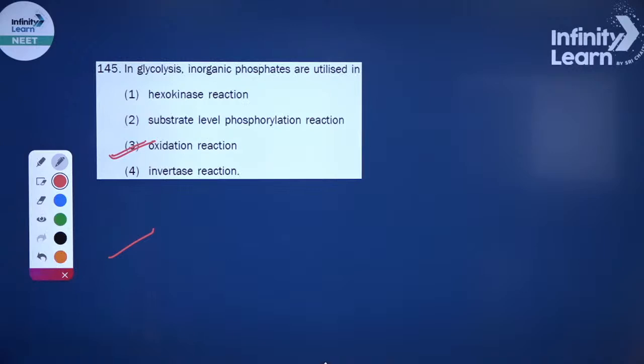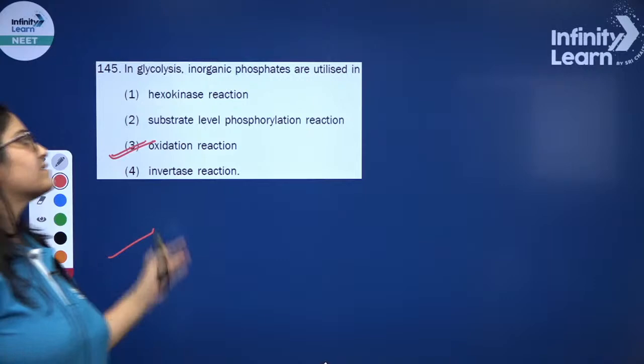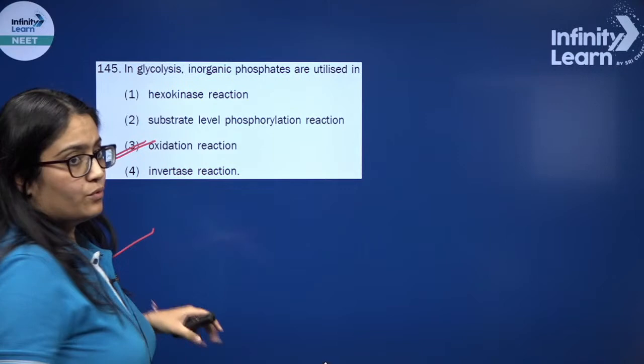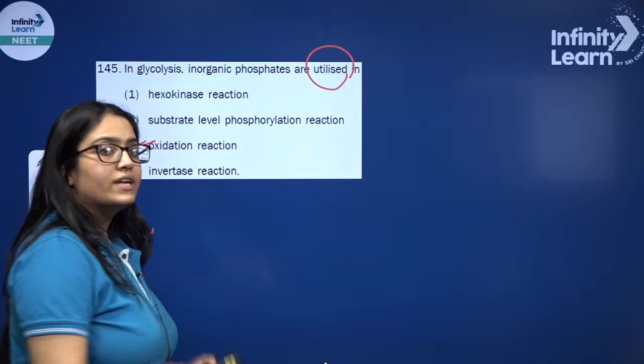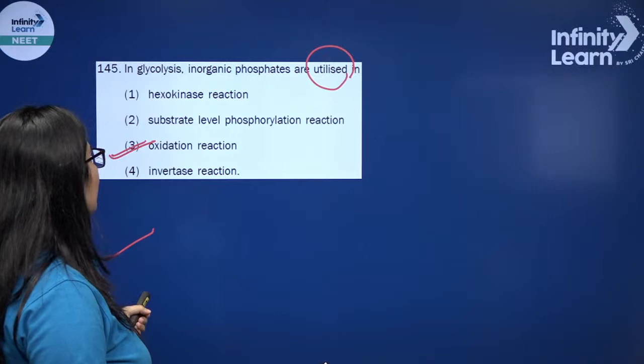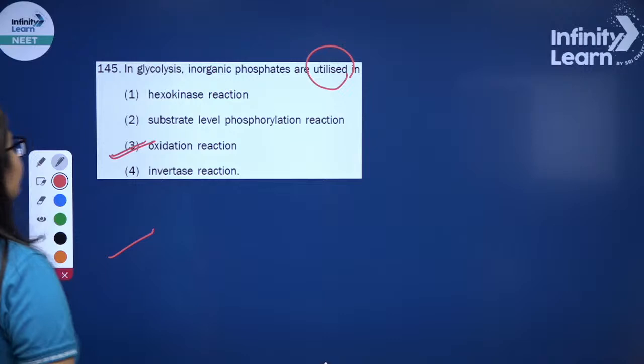Next. In glycolysis, my dear students, inorganic phosphates are utilized in which reaction? Inorganic phosphates are utilized during the hexokinase reaction. Do not get confused. Here what is written? Utilized is written, right? So inorganic phosphate utilization will take place in which reactions? In glycolysis, inorganic phosphates are utilized during oxidation reactions. Next, geitonogamy.